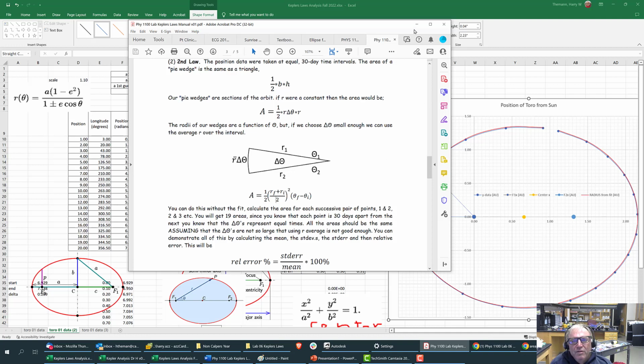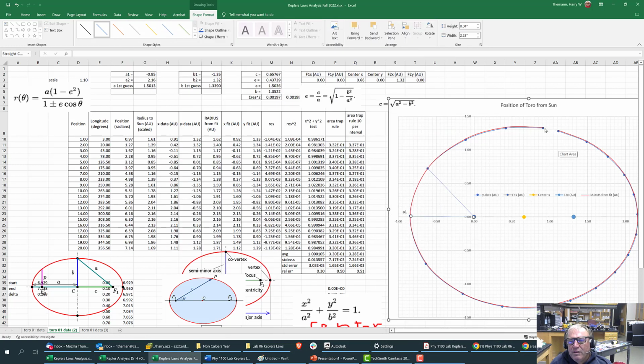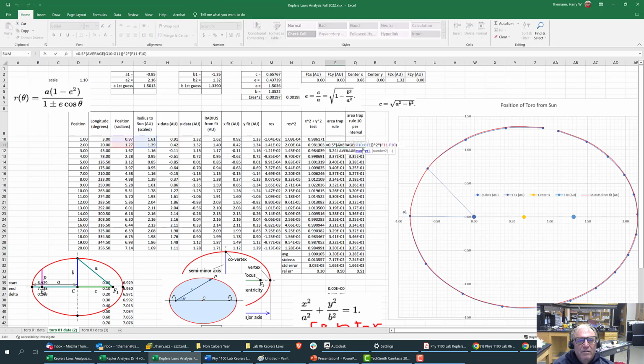But we also know that except for points 20 and 1, for any pair of these points, the time between them is 30 days. All right, so let's see here. There's my equation. It's the average of the two radii, and then I see F11 minus F10, that's the delta. Oh yeah, and I squared the average radius. There's my 0.5.